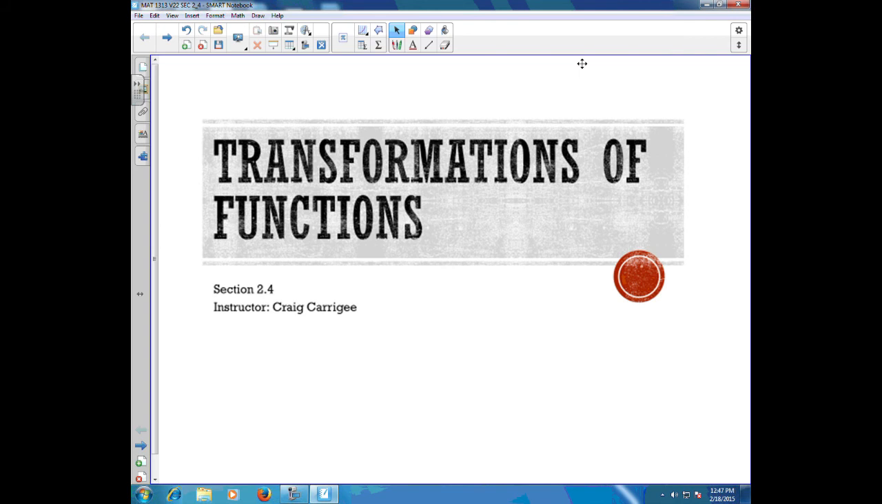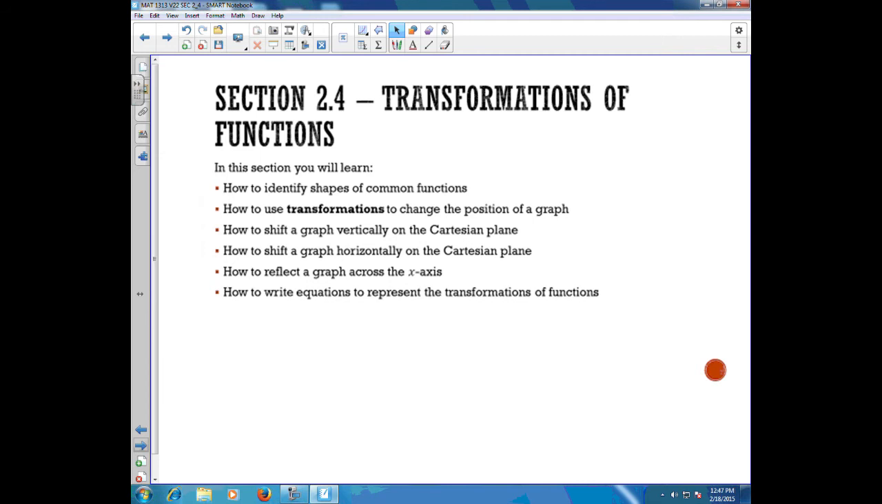All right, everyone, so today we're going to talk about transformations of functions. In this lesson, you're going to learn how to identify shapes of common functions, how to use transformations to change the position of a graph, how to shift a graph vertically and horizontally on a Cartesian plane, how to reflect a graph across the x-axis, and how to write equations to represent these transformations.